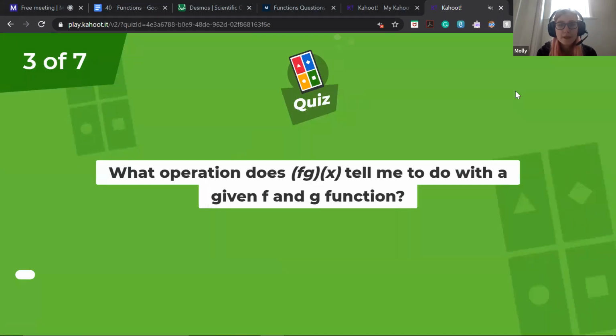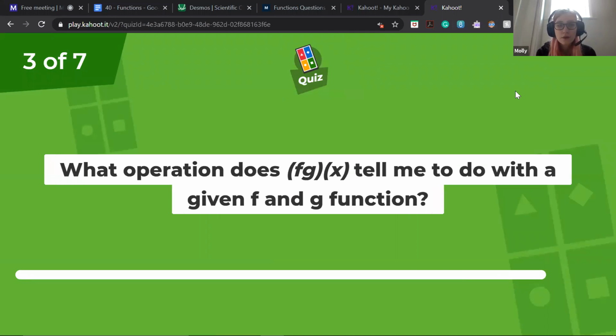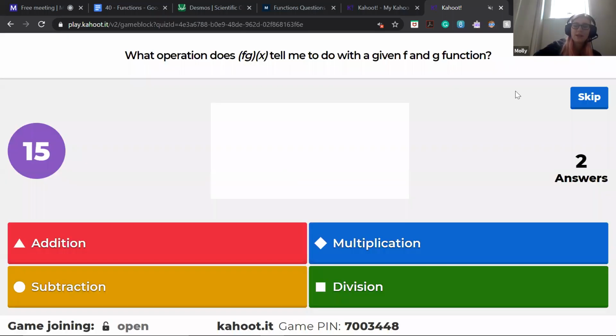Okay, next one. I guess we didn't actually talk exactly about the notation here. So what does f of g of x tell you? You can kind of look at it and hopefully tell, and I'll explain why that is afterwards. But it is what we've been doing.